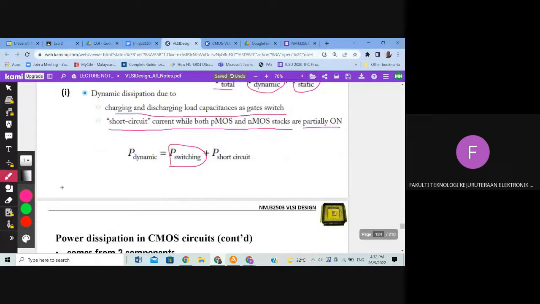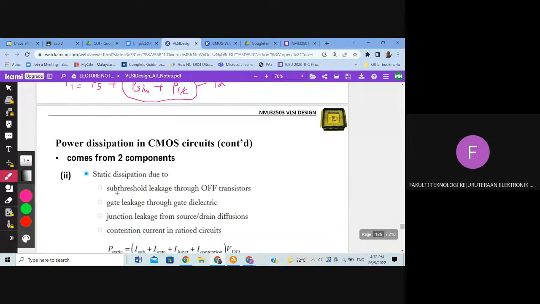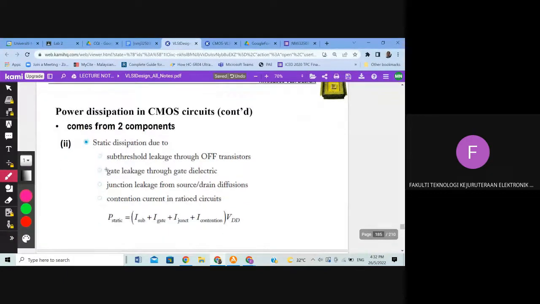So if we rewrite, the total power is equal to P static plus P dynamic, which comprises P switching plus P short circuit. These two are the dynamic power, P dynamic, and this is P static. And for the elements of static power, we have four elements.